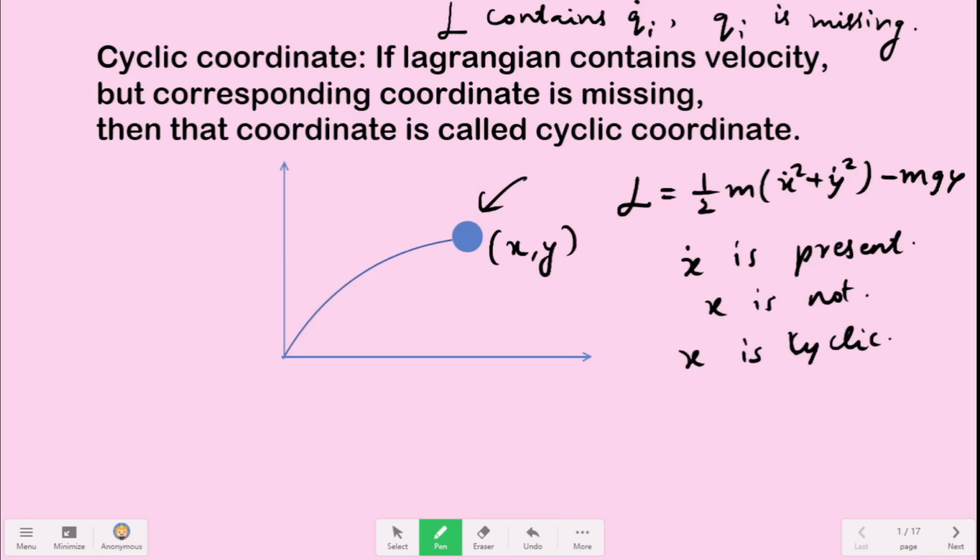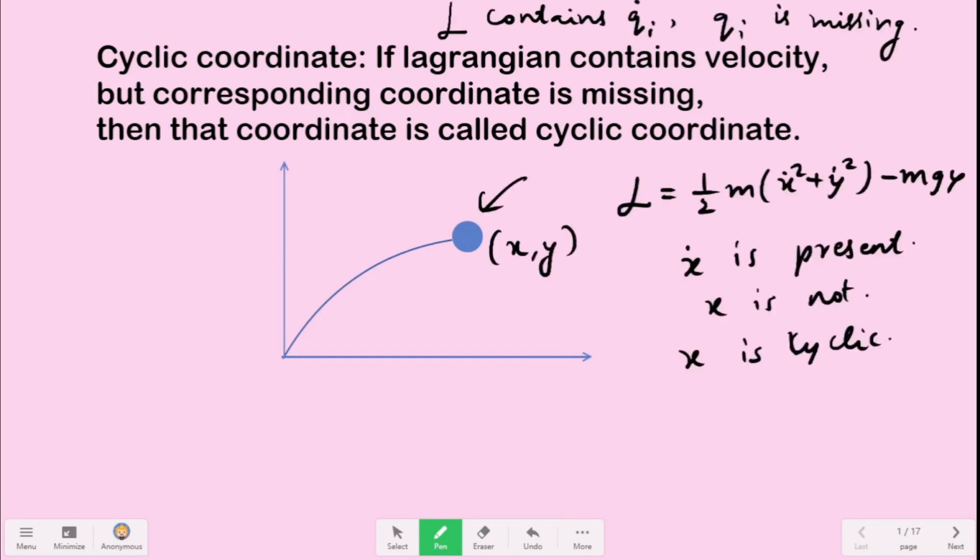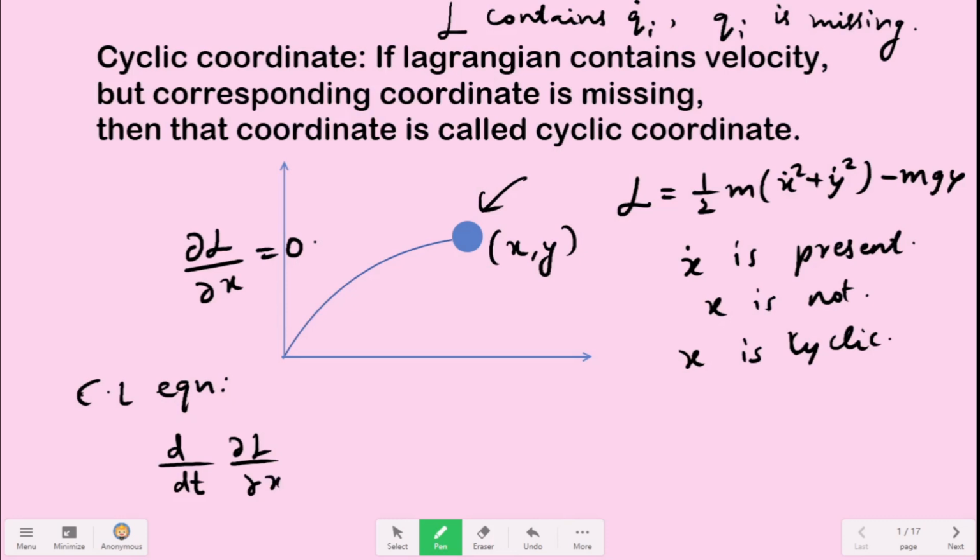Now, why do we discuss cyclic coordinates? What is the importance of cyclic coordinates? The importance is that for cyclic coordinates, the corresponding generalized momentum is conserved. So when x is missing in the Lagrangian in this example, del L upon del x is equal to 0. And from the Euler-Lagrange equation of motion, we can write d by dt of del L upon del x dot minus del L upon del x, which is minus 0. This is equal to 0.